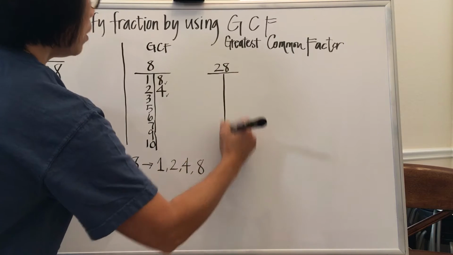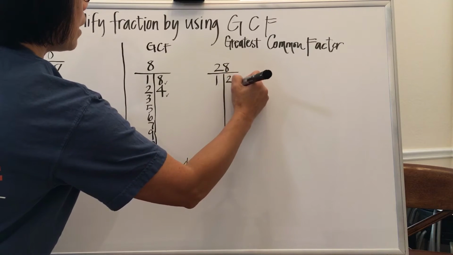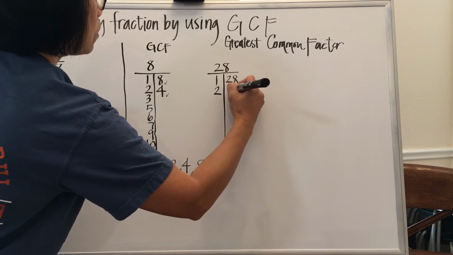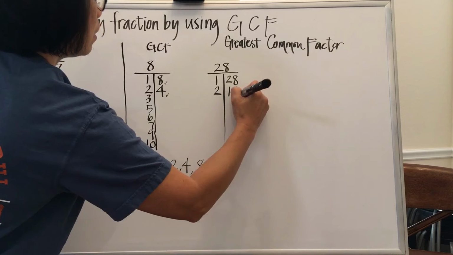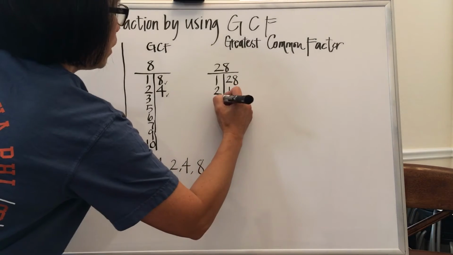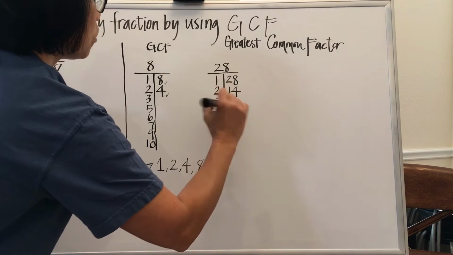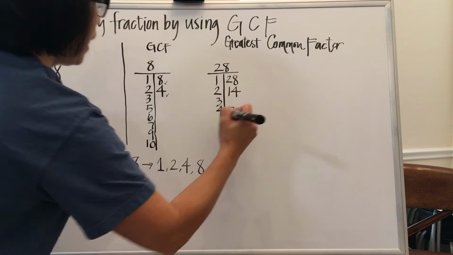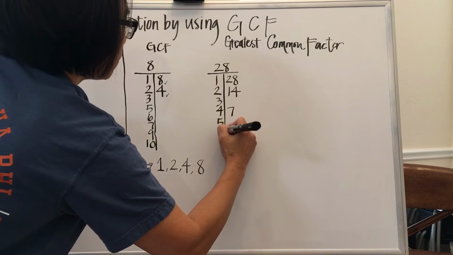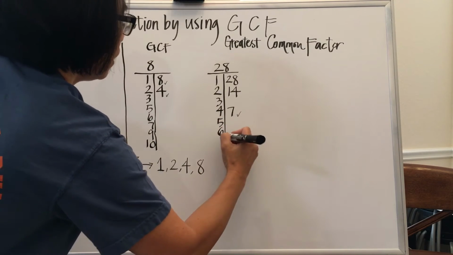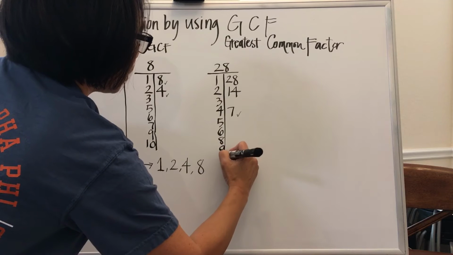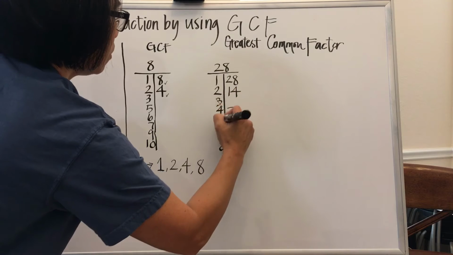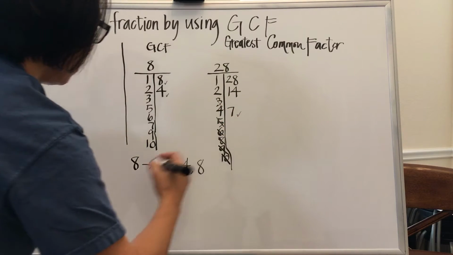Same procedure. 1 times 28 is 28. This is an even number, so I know it can be divisible by 2. Therefore, 2 times 14 is 28. 3 does not work. 3 can't multiply by anything to get to 28. 4 times 7 is 28. Again, 5 doesn't work. 6 does not work. 7's already here. 8 doesn't work. 9 does not work. And 10 does not work. So that means here are all our factors, the ones that I am not crossing out.